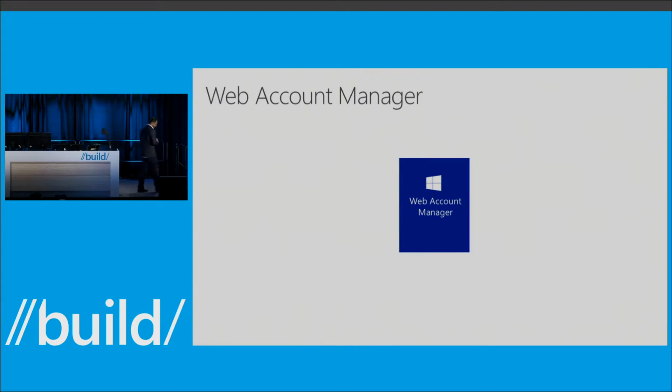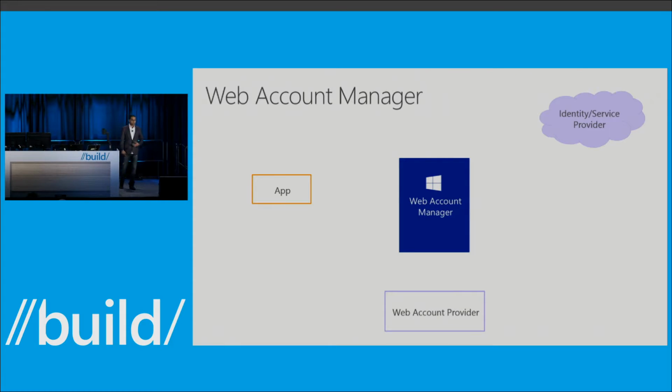So Web Account Manager is part of Windows. The actors involved are an application that wants to talk to an identity service or a provider. This could be one cloud. These could be many clouds. In order to make things look less complicated, I've just combined them in one cloud. And then there's the Web Account Provider. The flow usually is using the request token async API that I just showed you.